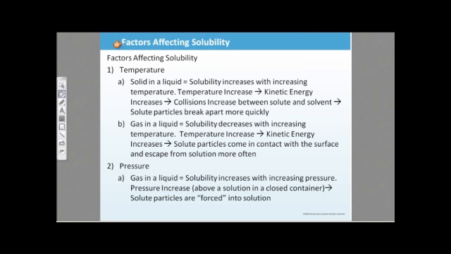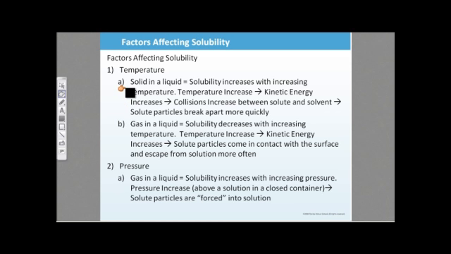All right, so now the factors. First, the factors that affect solubility. In other words, how well something does or does not dissolve. First one is temperature. Now, temperature actually has different effects depending on if it's a solid or a liquid, or, excuse me, a gas.